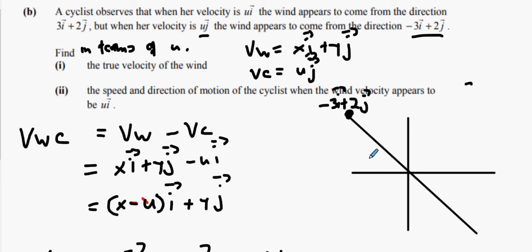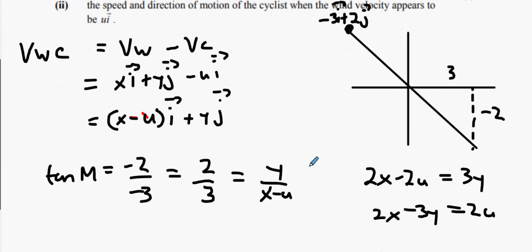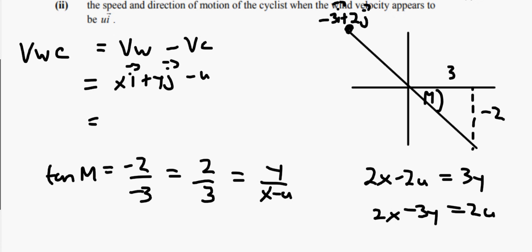Southeast. Okay, and it's going southeast. Just reverse it around. It'll be 3i minus 2j. So what's that? 3 across and minus 2 down, yeah? Okay. Now, we're talking about the acute angle M. Okay? And once again, I'll fix this up. It's not UI this time. What is it this time? This time it's UJ.